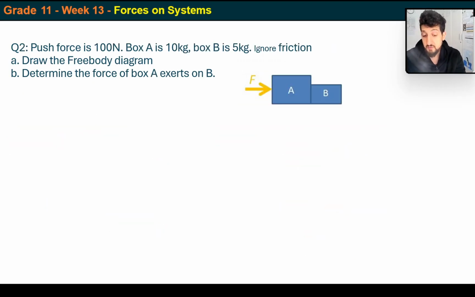In this example, we've got two boxes that are of different masses. So I've got a push force, once again, 100 newtons acting this way. And then I've got this box here, which is 10 kilograms, and this box here, which is 5 kilograms. And once again, we ignore friction. Okay, draw the free body diagram. So step one.